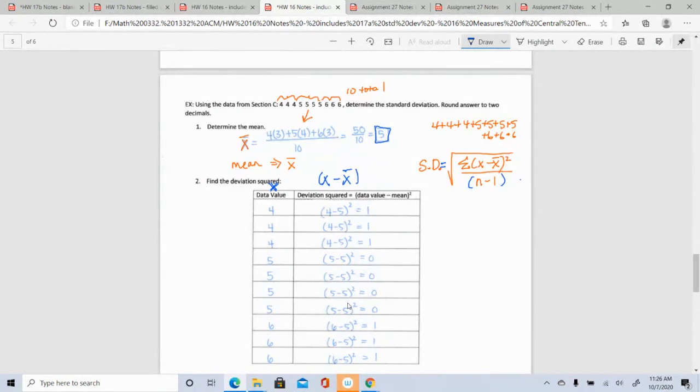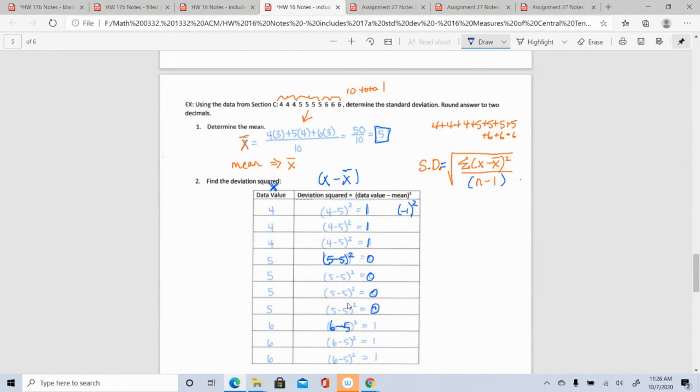So we did this the other day. We can do the first one, 4 minus 5 squared. 4 minus 5 is negative 1, and negative 1 squared is 1. And then you have the same thing for this guy. Then we did 5 minus 5 squared. Well, 5 minus 5 is 0, and 0 squared, of course, is 0. And I know that the other ones are going to be all zeros. Then we said, I'm going to do 6 minus 5.